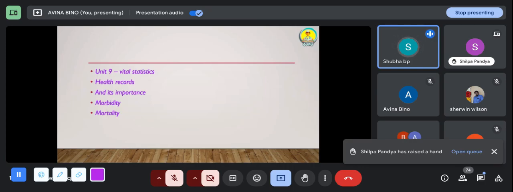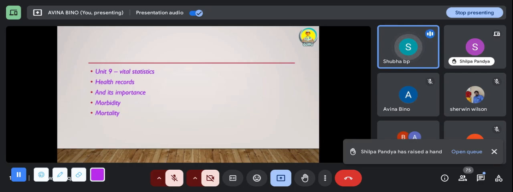And the next question they may ask is health records and their importance. It is very important to maintain health records. They involve birth records and death records, and if there is a pregnant lady, that should also be maintained in the records. It is very important to maintain documents and records.